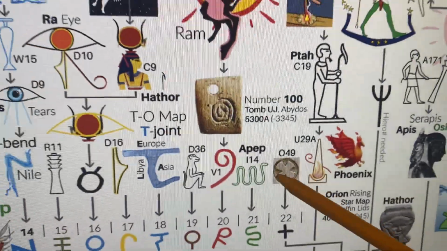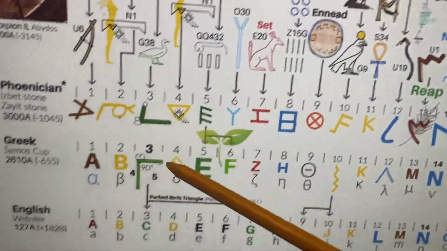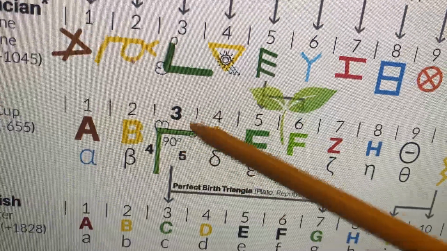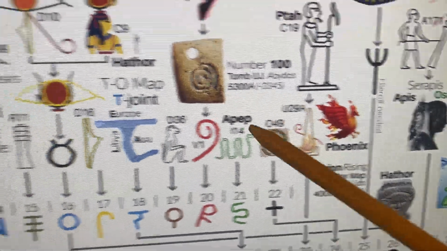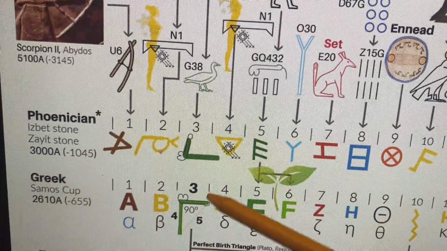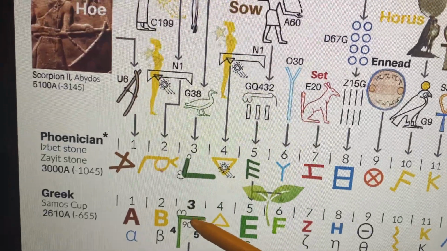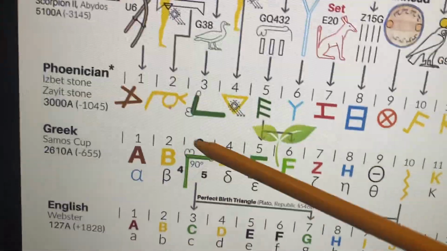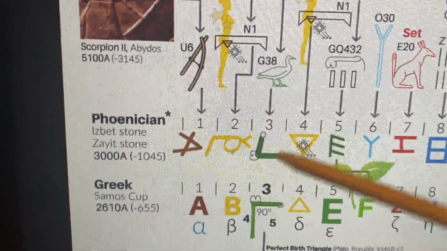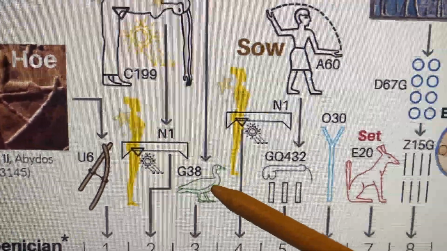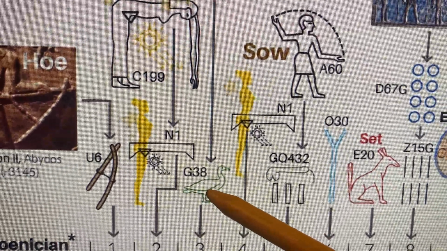And this all has to do with, this is a mathematical cipher. So we see that 5 squared, this is the Egyptian Pythagorean triangle, gives us 25, where the cosmos is born. And the goose equals 12.5 cubits. And the G of the goose is the origin of geometry.